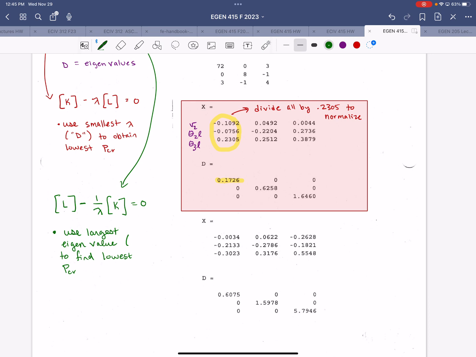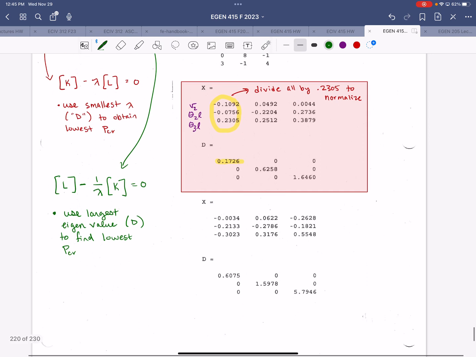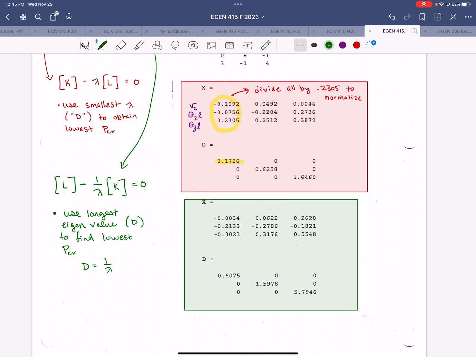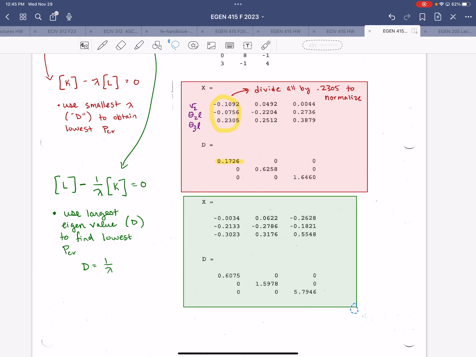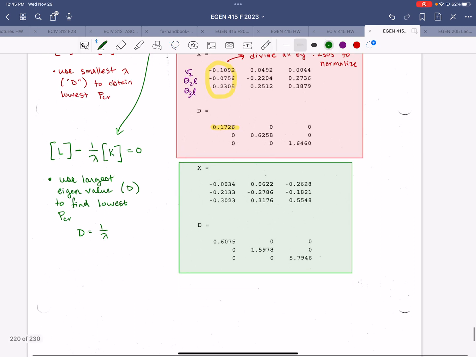All right, so here your eigenvalue is D. And D is equal to 1 over lambda. So these results are consistent with that command. In this case, it would be this one as our eigenvalue of interest, and these would be the corresponding values for the eigenvector, and we can normalize to plot it.